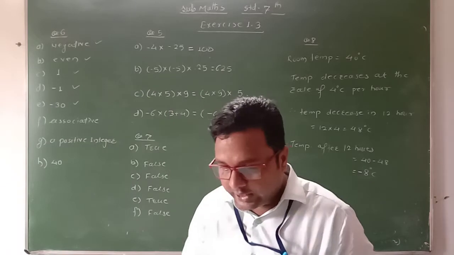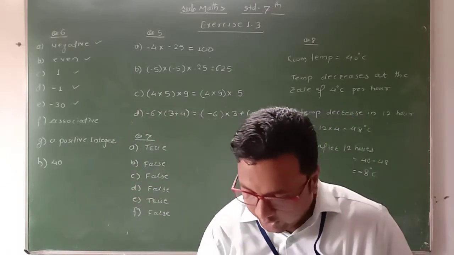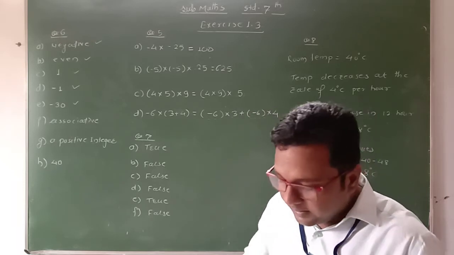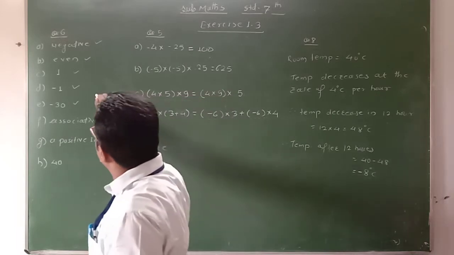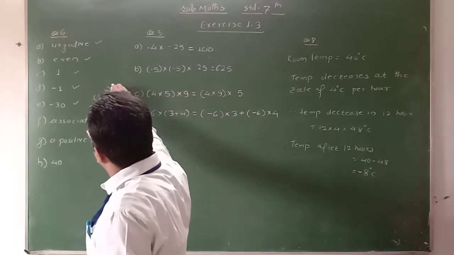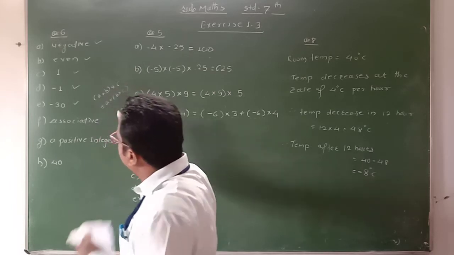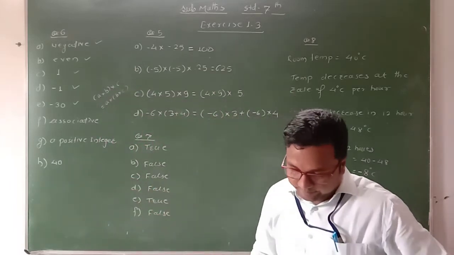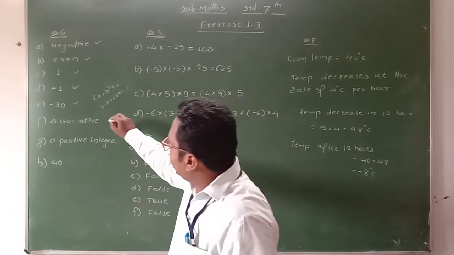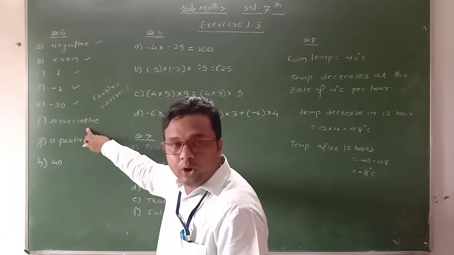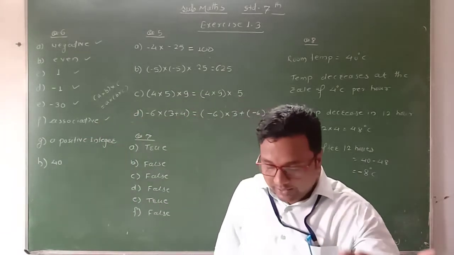Now see the next question here. Question F is given: for three integers A, B, C, (A into B) into C is equal to A into (B into C). And this is which property? We already learned about the properties of integers, and this is the associative property for the multiplication of integers.